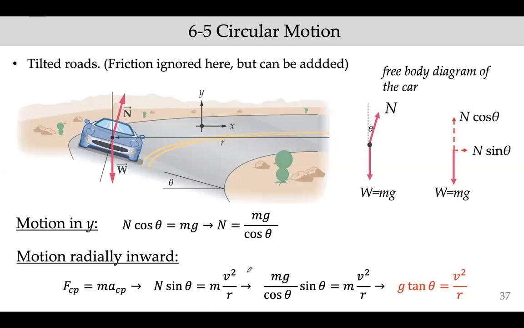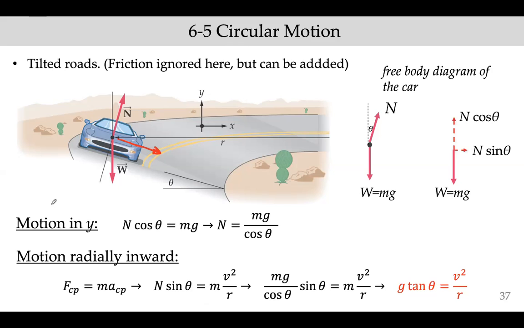Okay, now here is a similar situation, except here we have a tilted road. So the road has some angle. In fact, most of the roads, the interstate or highway roads, usually have this angle. In this example, we will ignore friction, but it can be added. So if there is friction, you would add it in this direction. It should be parallel to the path, the road.